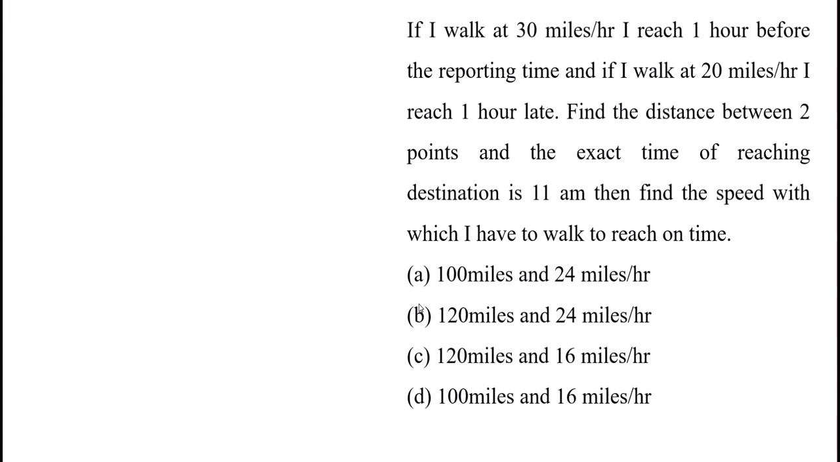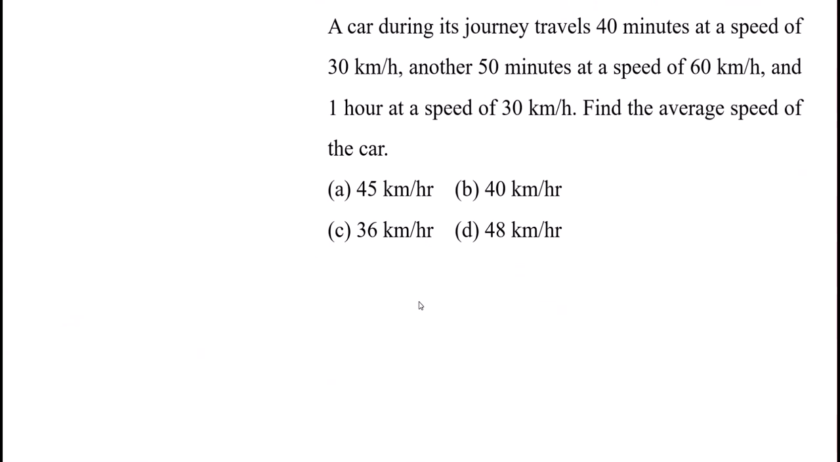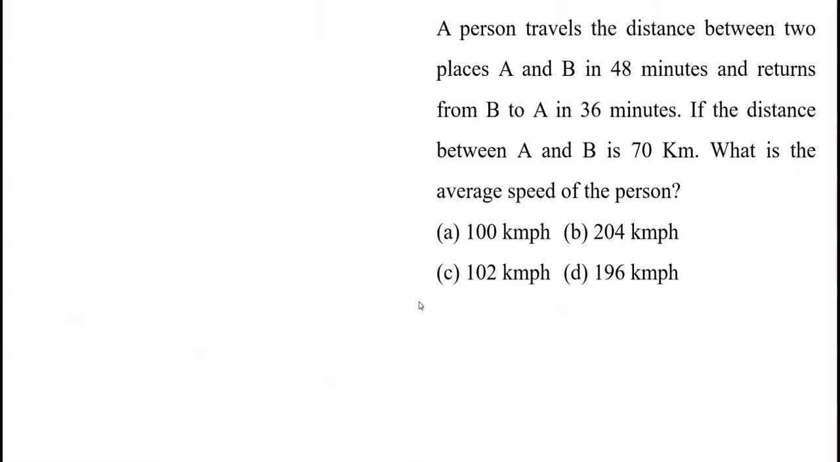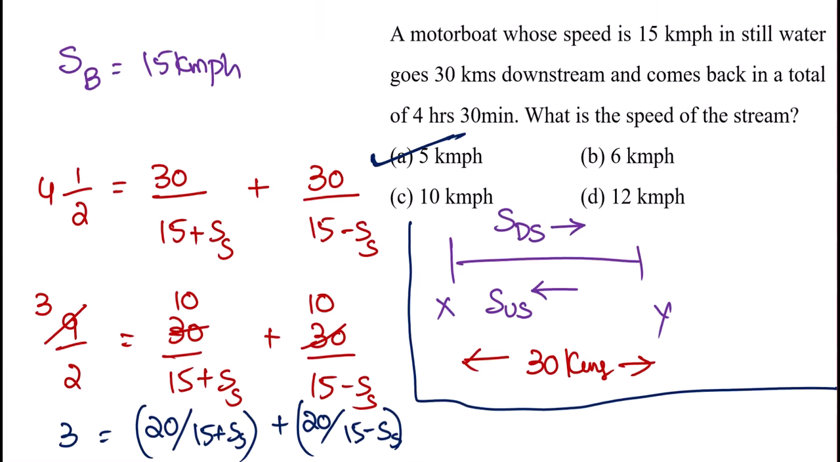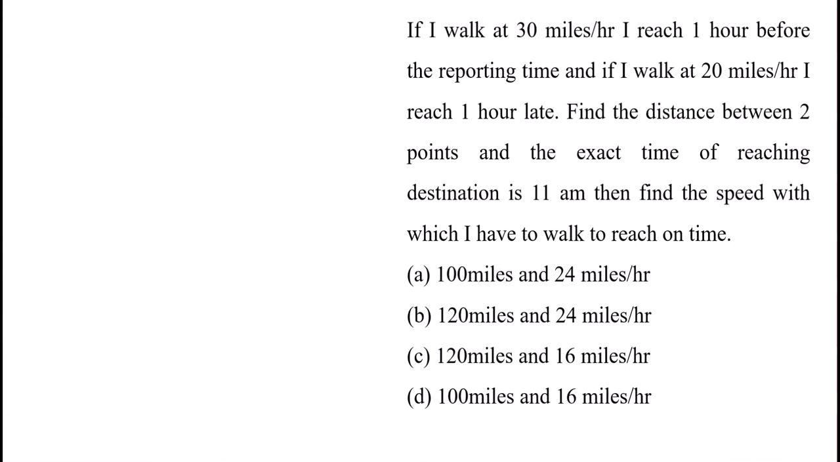Yeah, let's see about this question, then a couple of those. Then we'll go for mixtures and alligations. 3 questions, then we'll enter into mixtures and alligations. If I walk at 30 miles per hour, I reach 1 hour before the reporting time. And if I walk at 20 miles per hour, I reach 1 hour late. Find the distance between 2 points, where the exact time of reaching the destination is 11 a.m. Then find the speed at which I have to walk.